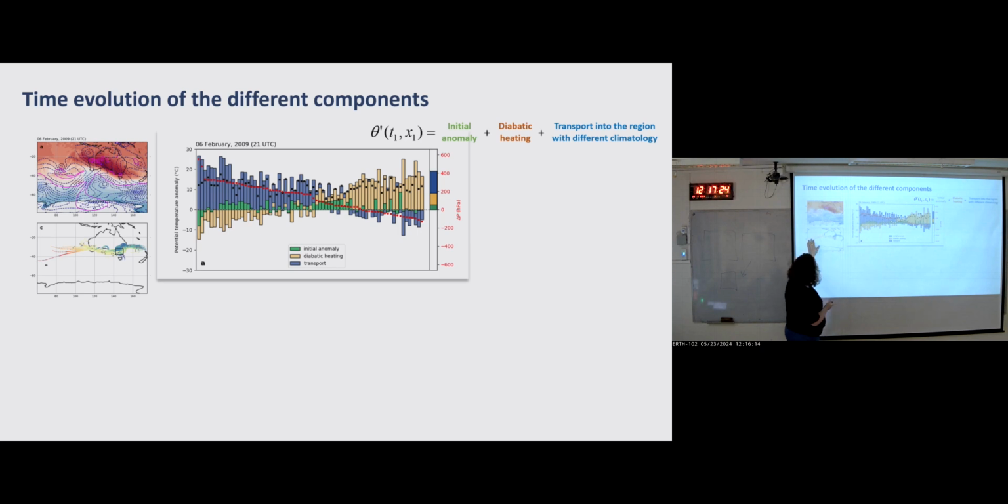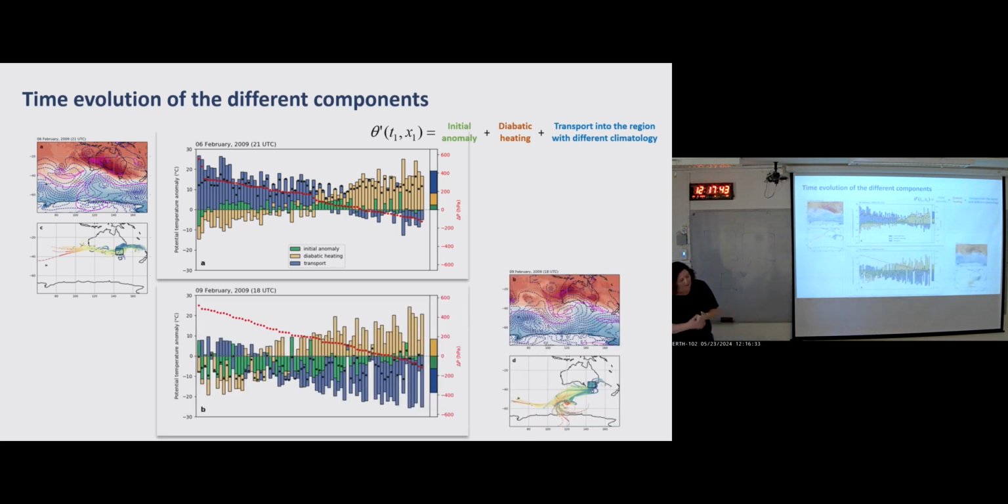But in the descending trajectories, we see that first there is transport of very warm climatological air. So the air is coming from warmer regions. There's some diabatic cooling and some sort of a small initial anomaly at this time step that is actually contributing to the positive anomaly. I'm going to come back to it in a second, but if we look at a time step, the second time step after the cold front passed, we see a completely different picture.